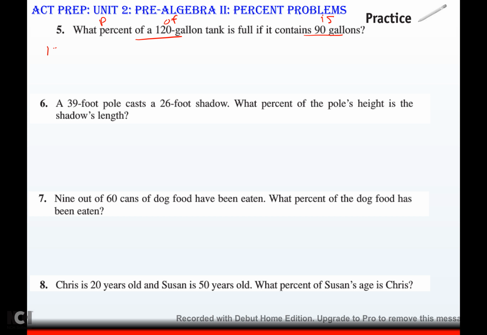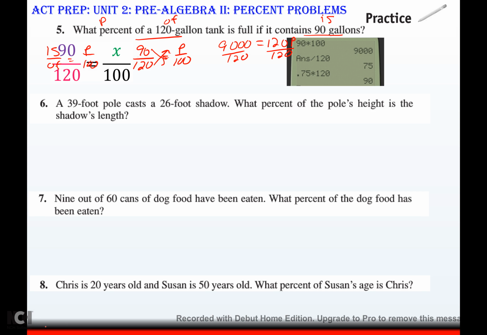So I have is over of equals P over 100. My is is 90. My total of 120 is P over 100. So I have 90 times 100, which is 9,000, equals 120 times P, which is 120P. Divide by 120, and you'll get P equals 75. Okay, so it's 75% is my answer, and then here I just checked it. Is 75% of 120 90 gallons? And it is, so I'm right.